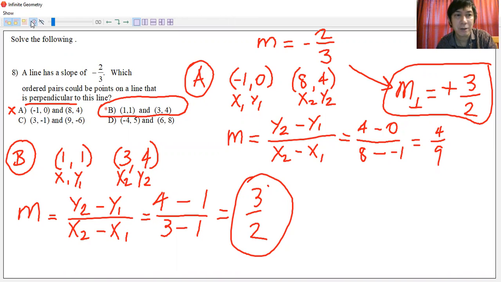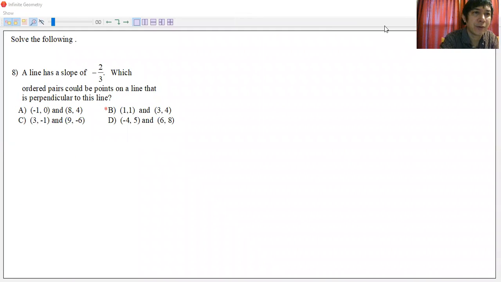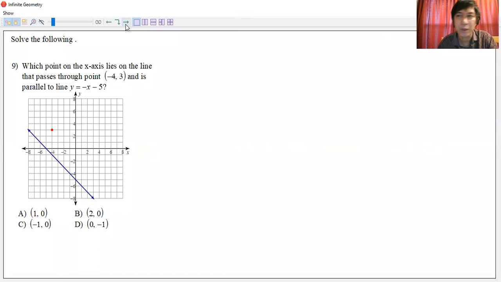And that's it for number 8. Let's continue with the next number. Let's proceed to number 9. Here's number 9. Read the problem. Which point on the x-axis lies on the line that passes through negative 4, 3, that's the red point, and is parallel to y equals negative x minus 5. That's the blue line.